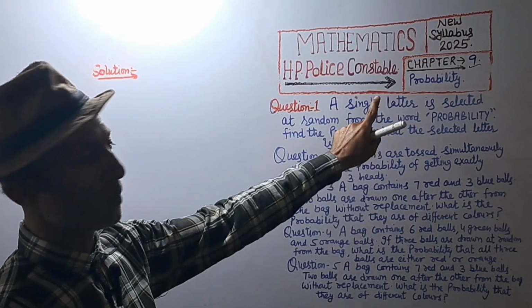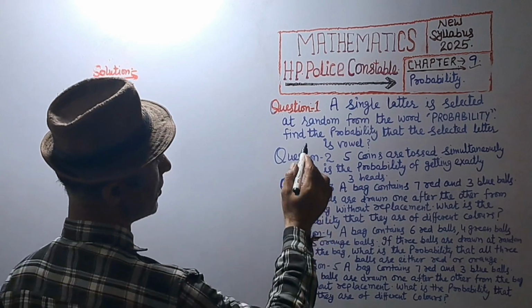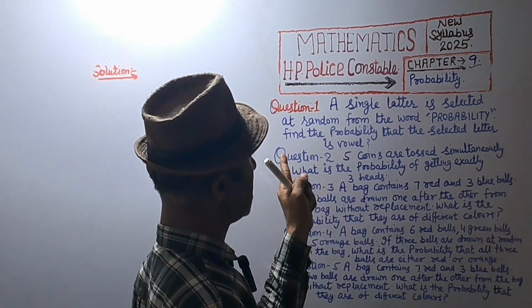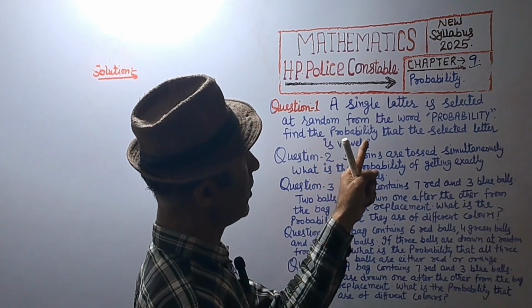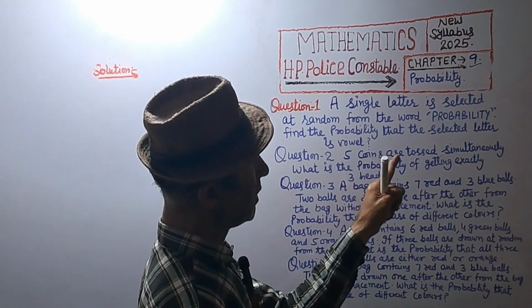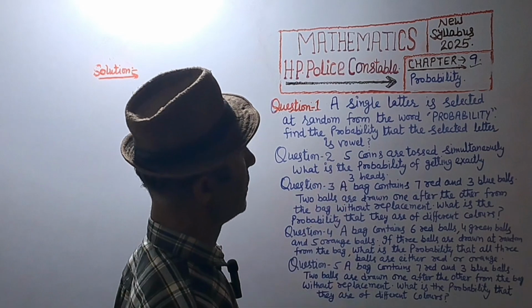Chapter number 9, Probability. Question number 1. A single letter is selected at random from the word probability. Find the probability that the selected letter is a vowel.